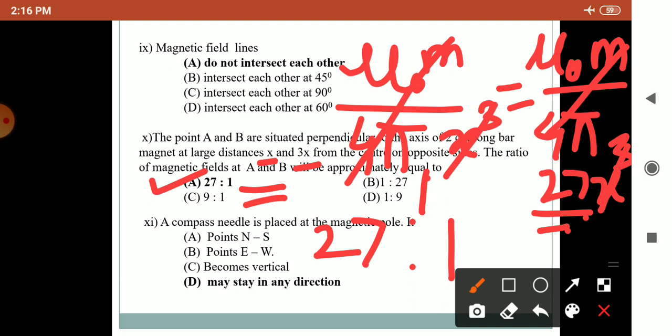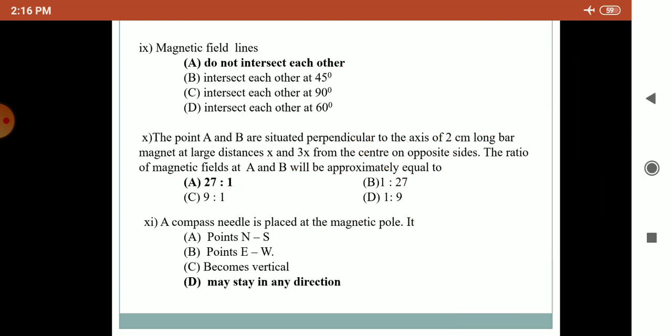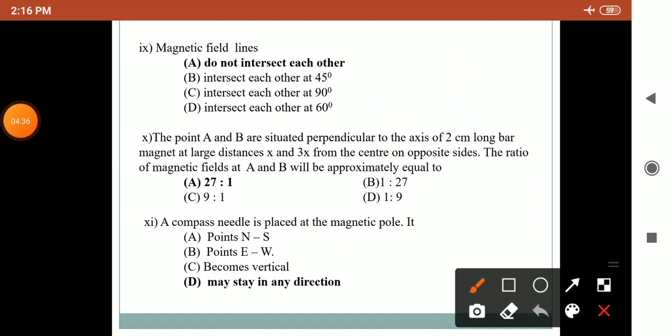Everyone got this? Now the second question: a compass needle is placed at the magnetic pole. Normally a compass needle has three special cases: when it is at the axial position, when it is at the equator, and anywhere. According to those three special cases, when a compass needle is placed at the magnetic pole, it may stay in any direction. So first study those special cases, then you will become aware of this.